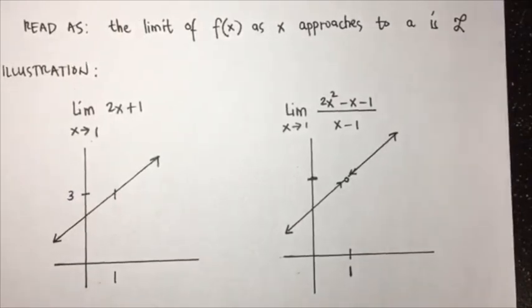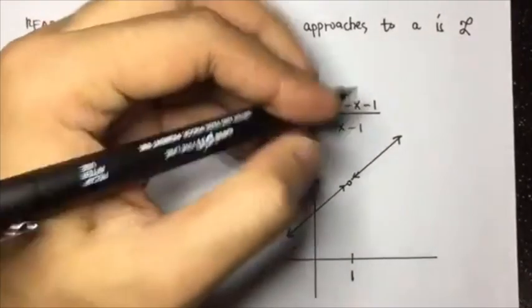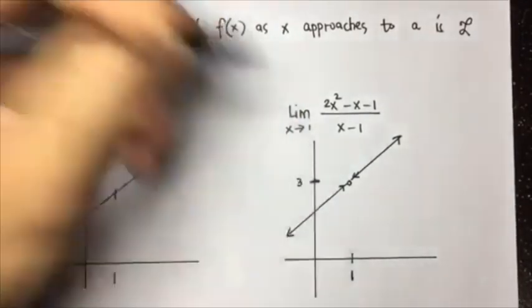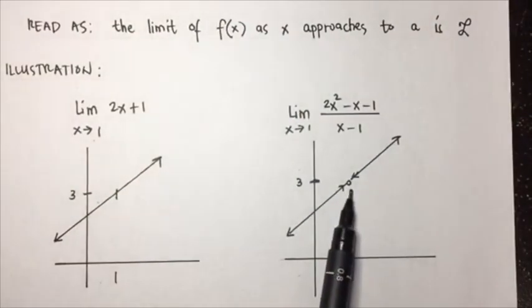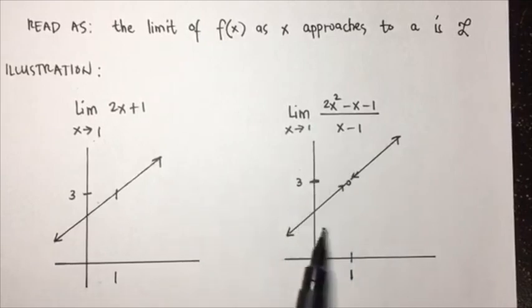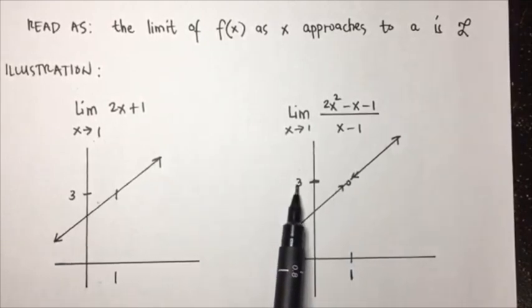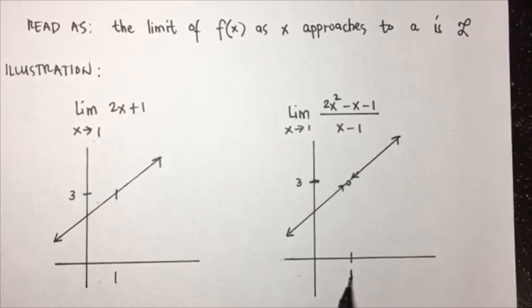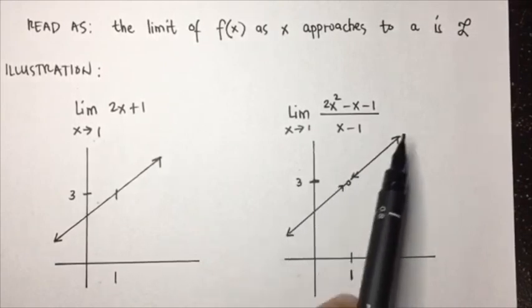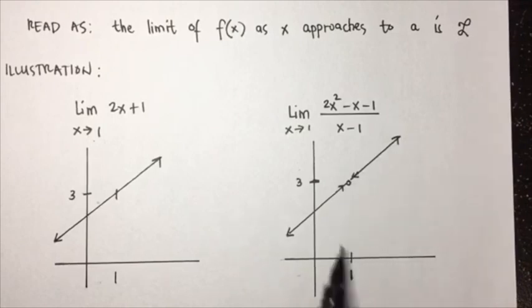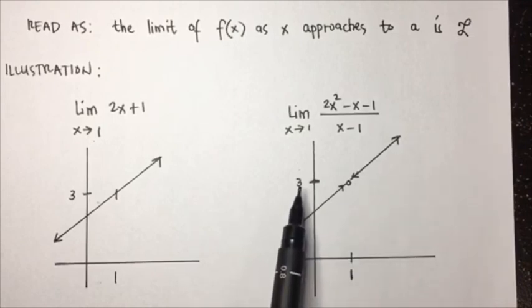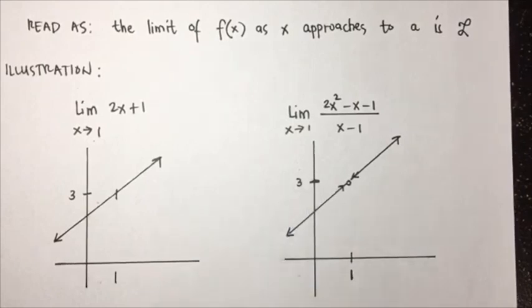Although it's undefined by the function at this point, we can see that the value of the function approaches 3 as x approaches 1, either from the left or from the right. So the value of the function approaches 3. That's the difference between functions and limits.